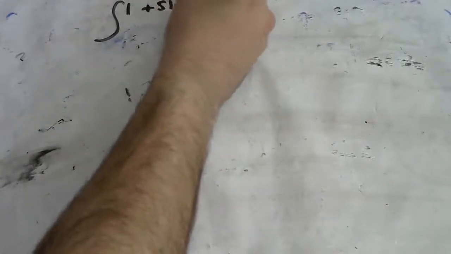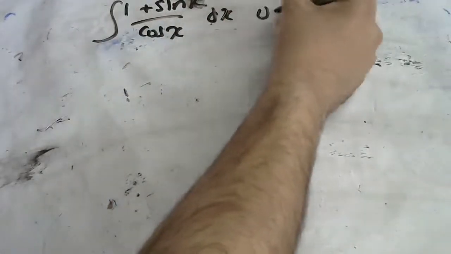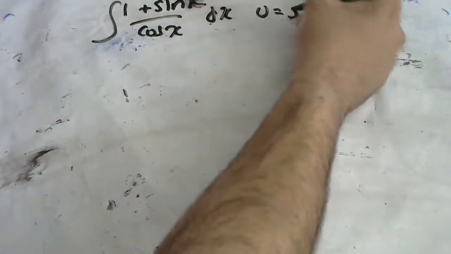1 plus sine x over cos x dx. And the substitution here is sine x, all right? So again, it's another one of these guys. Now you can see that perfectly. Now you can.